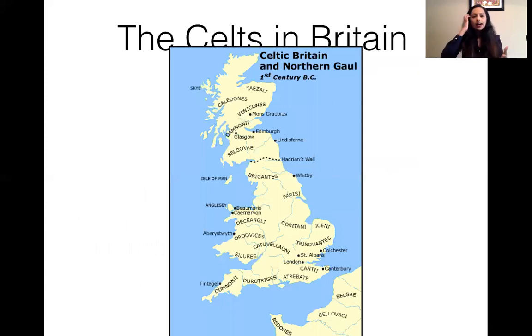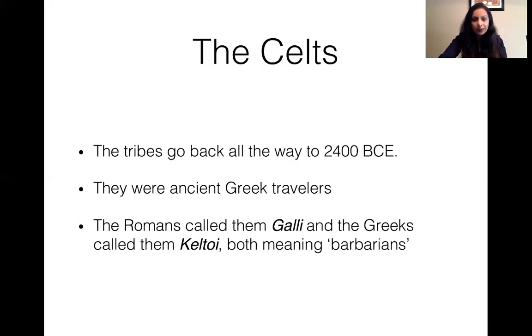So this is a map of Celtic Britain from the 1st century BC. And as you can see, there are a lot of main cities on this map. For example, Canterbury, London, Lindisfarne, Edinburgh, etc., that are going to play a huge role in the history of English as we move along this semester.